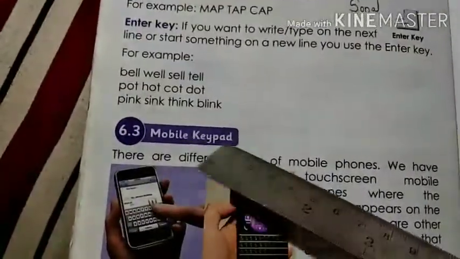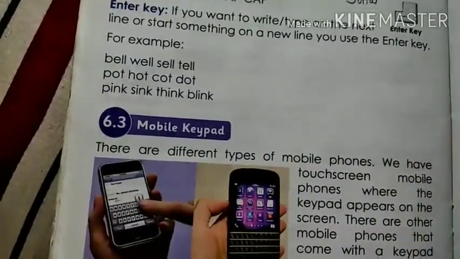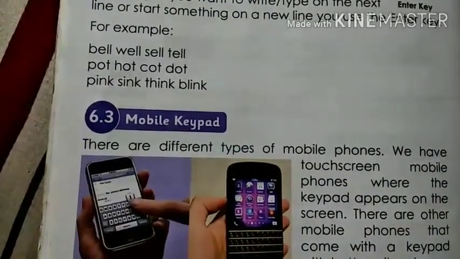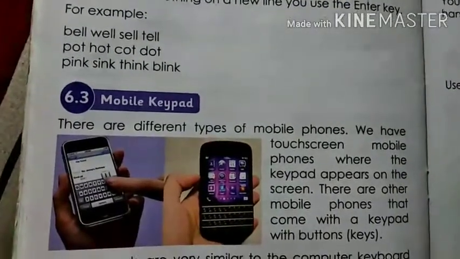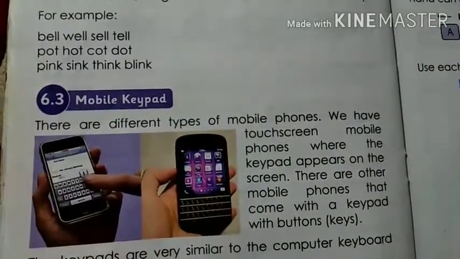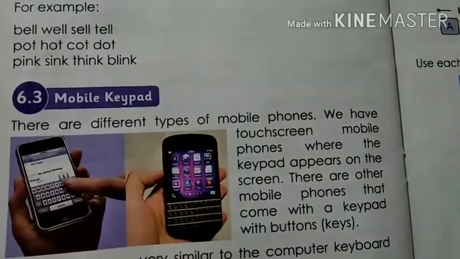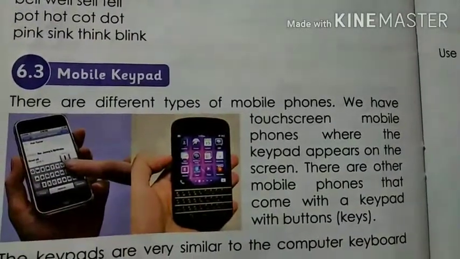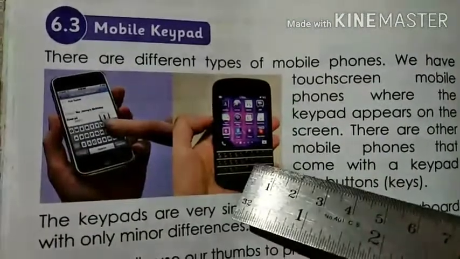Next point is mobile keypad. There are different types of mobile phones. We have touchscreen mobile phones where the keypad appears on the screen. There are other mobile phones that come with a keypad with button keys. Basically students, we have two types of mobile phone. One is where we have a touchscreen keypad and the other one has buttons on the keypad. You can see in this picture they have shown us two different types of mobile. One is touchscreen and the other one with the keypad.